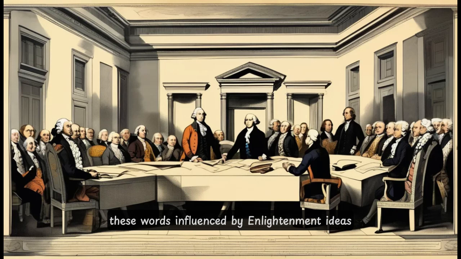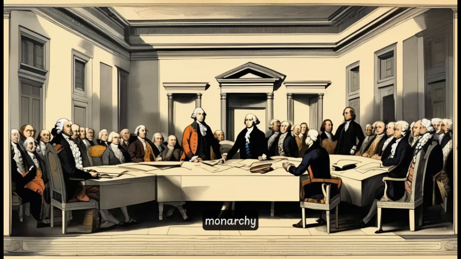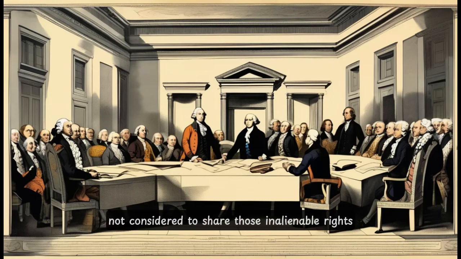These words, influenced by Enlightenment ideas, were a far cry from the European model of absolute monarchy. Though, of course, we know that this statement, in fact, referred to a small fraction of the population of the colonies. Women, men without property, and slaves were all not considered to share those inalienable rights. Nevertheless, this was the revolutionary beginning of what would be a long, imperfect process toward the democratic republic we know today.